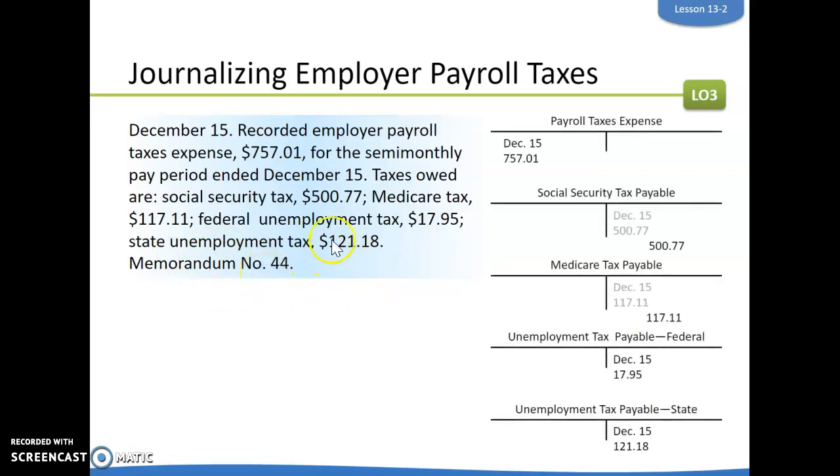So our T accounts look as so. We have a debit for our payroll taxes expense. Remember, we've used that before. Okay, so we're putting that debit in of $757.01, the total of all these. Our Social Security tax payable is a credit, and Medicare tax payable is a credit, unemployment tax payable credit, unemployment tax payable state credit. So remember, payables are those liabilities, so they are our credits until they are paid.